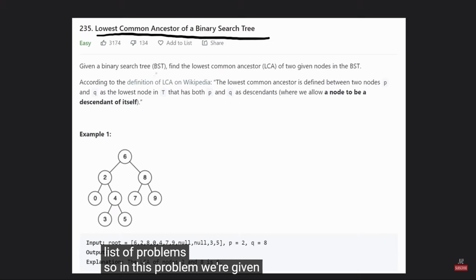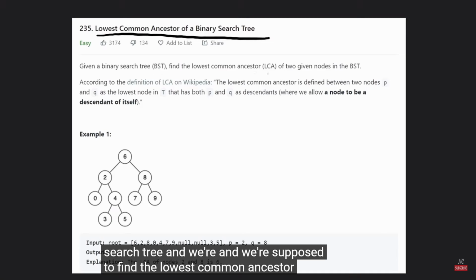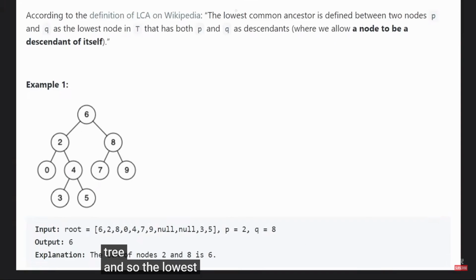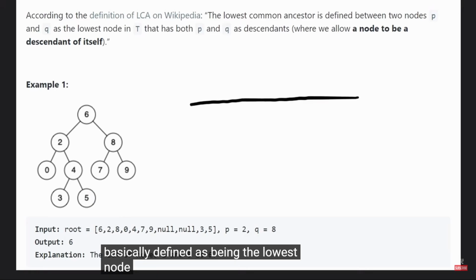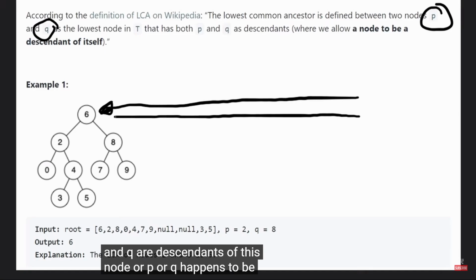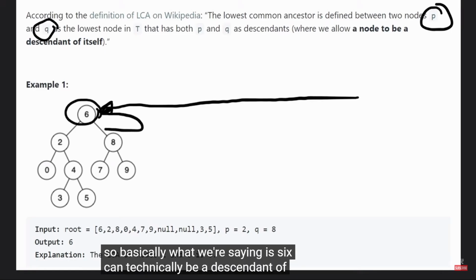So in this problem, we're given a binary search tree, and we are supposed to find the lowest common ancestor of two given input nodes in the binary search tree. The lowest common ancestor is basically defined as being the lowest node in the tree such that P and Q are descendants of this node, or P or Q happens to be equal to this node. So basically, what we're saying is 6 can technically be a descendant of itself.